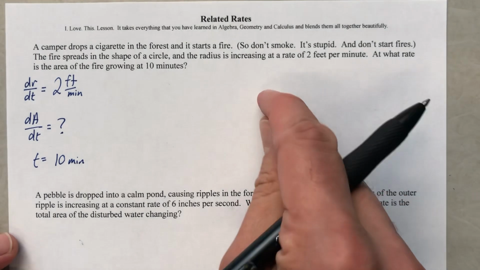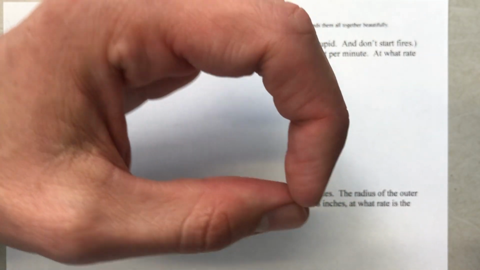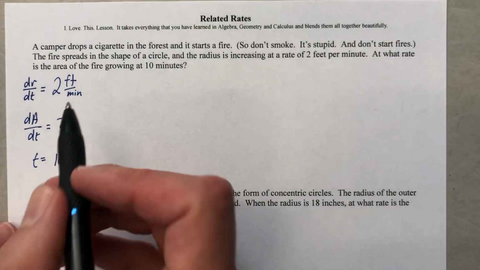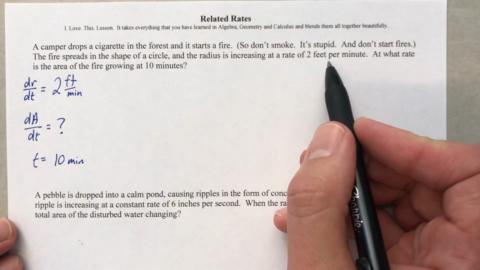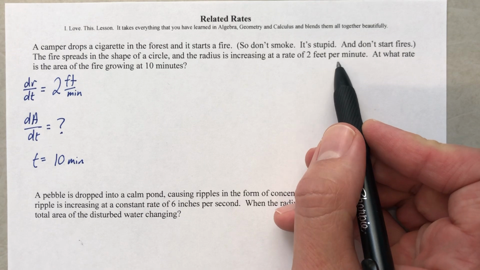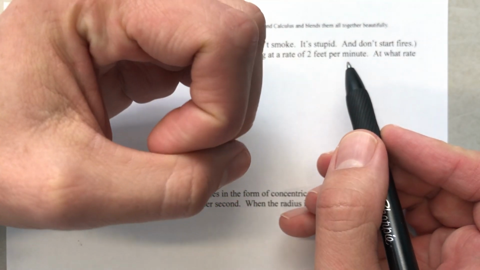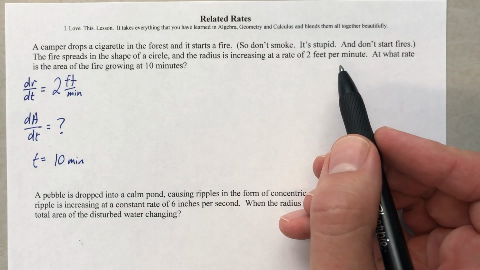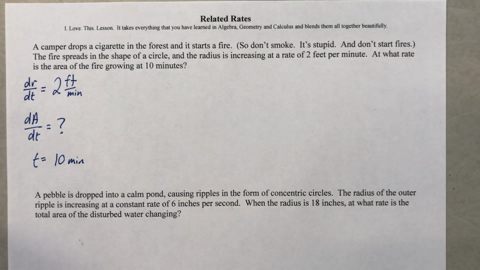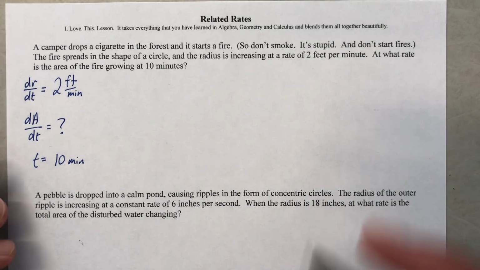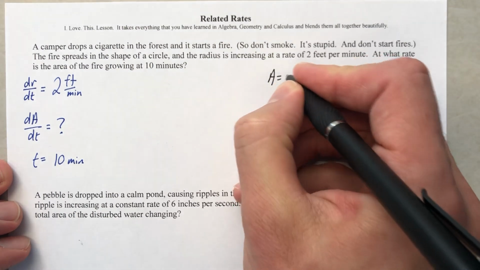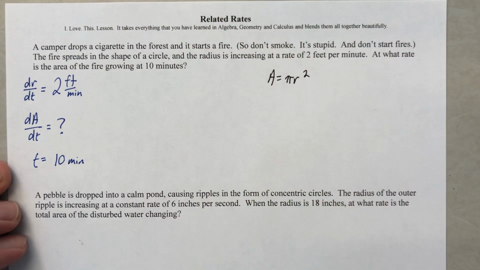So camper drops a cigarette and it starts a fire and it spreads in the shape of a circle and it goes and it goes and it goes. Well, the radius is increasing at a constant rate of 2 feet per minute, but as this increases, the area is not constant. So here we go. Let's switch colors. The area of a circle is pi r squared, and nobody is surprised at that.